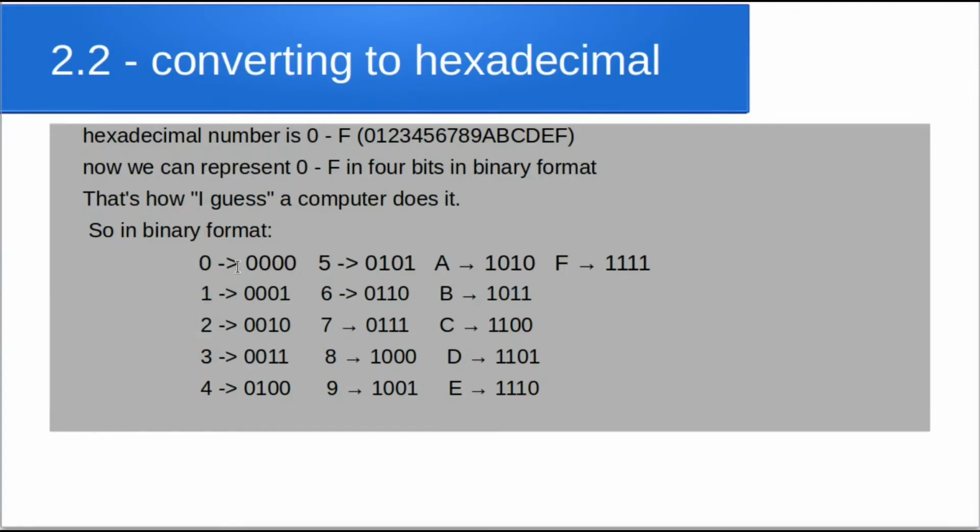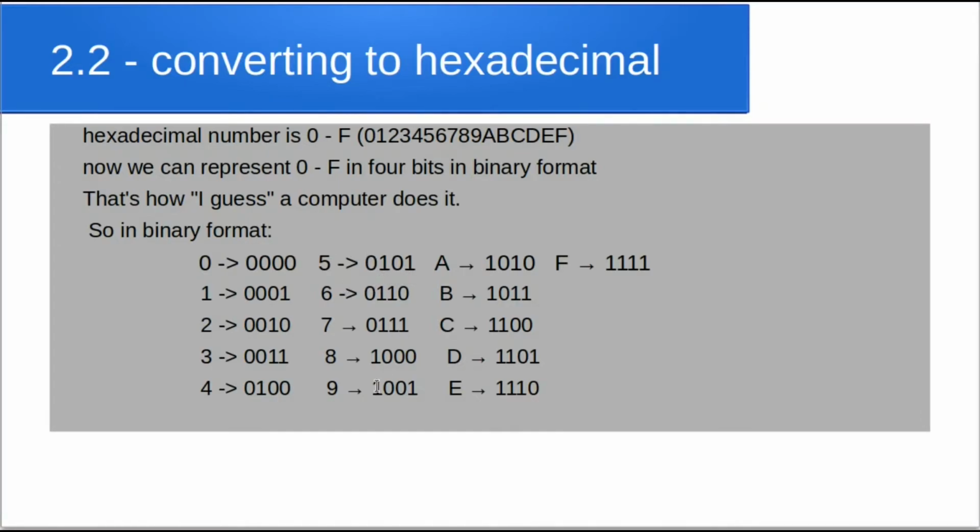0 will be in the binary 4 zeros. 1 will be 0, 0, 0, 1. 2 will be 0, 0, 1, 0. 3, 0, 0, 1, 1. 4, 0, 1, 0, 0. And you can see why, because the powers that you count are 1, 2, 4, 8. The 1 is indicating the power of 2, because power 0, 1, and 2 gives you 4. Okay, and you go on.